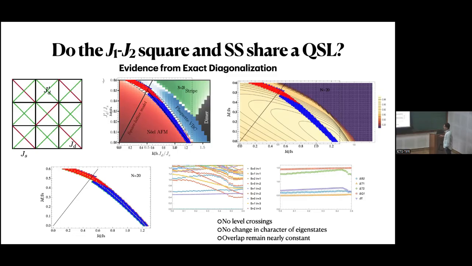And this river of liquidity, this little window of liquidity that was here, actually continues all the way till the J1, J2 model and beyond. Heisenberg. Yeah, it's three-component spins, all rotationally invariant, yes.